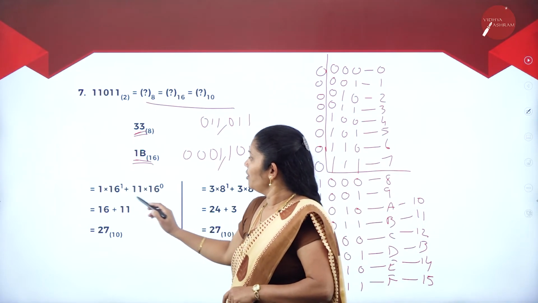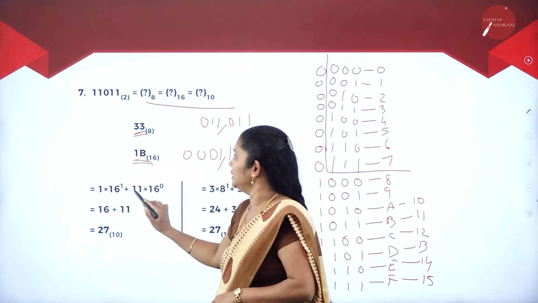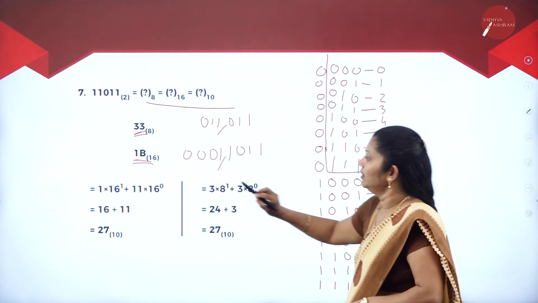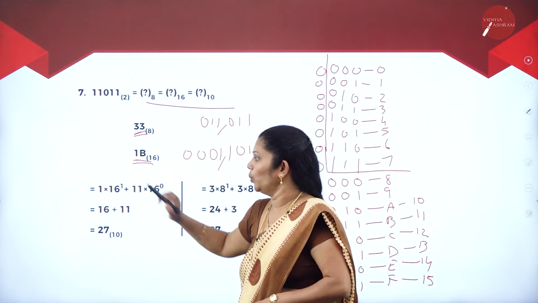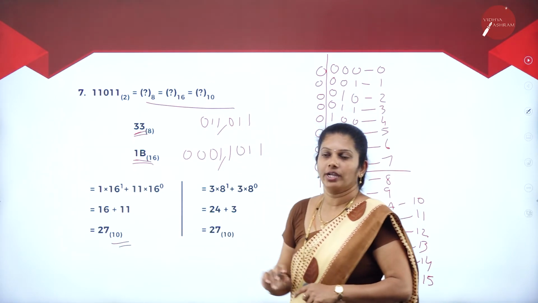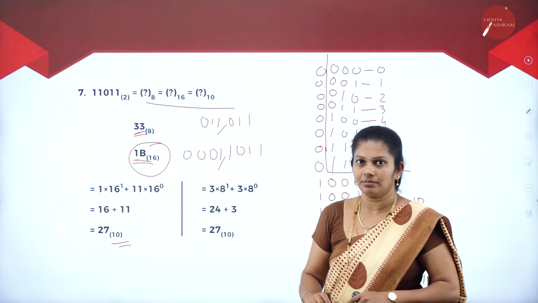For example, consider the hexadecimal number 1B. B represents 11, so it is 1 into 16 plus 11 into 16 to the power 0, which is 16 plus 11, that is 27. If you want, you can use this hexadecimal number to convert it to a decimal number, or you can use an octal number.